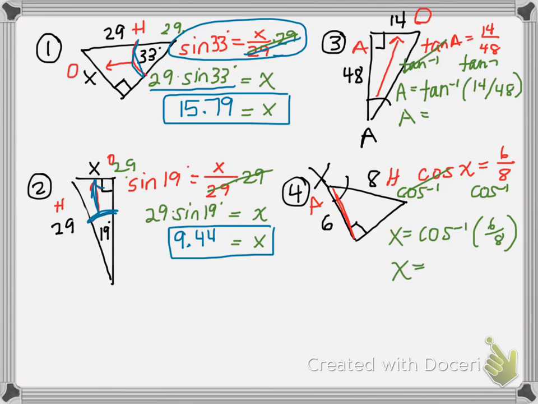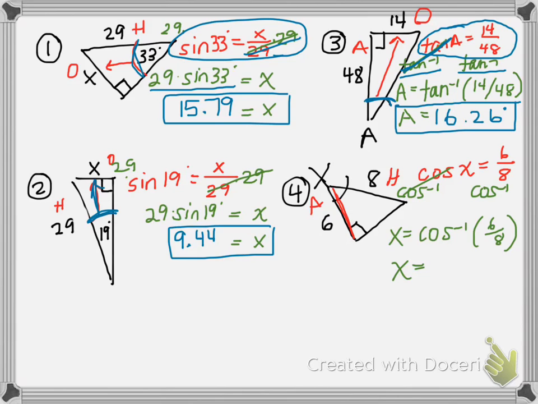And then for 3 and 4, we're looking for our angles. And so we have our angle, and we have our opposite and adjacent, so we're going to use tangent of A is 14 over 48. We're going to use the inverse of tangent, which is tan inverse. It cancels out our trig function, so we have A equals tan inverse of 14 over 48. And that will give us our angle measure of 16.26 degrees. Don't forget your degrees, because we are still talking in degrees here.